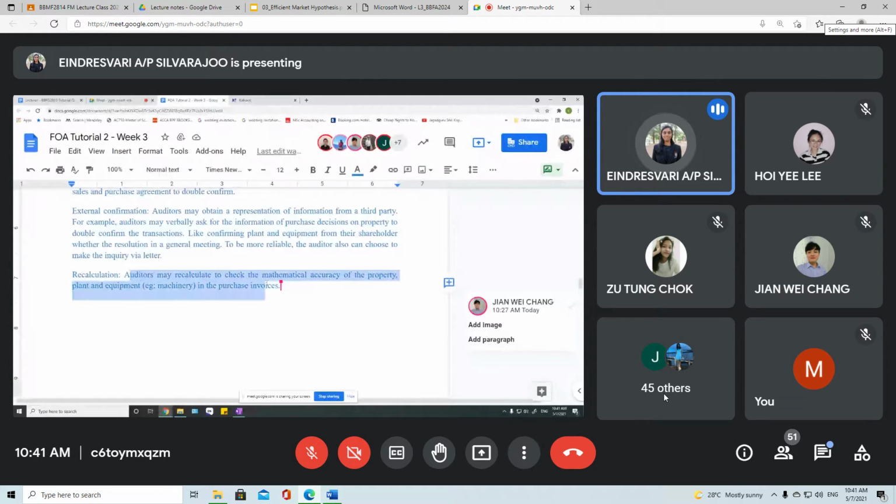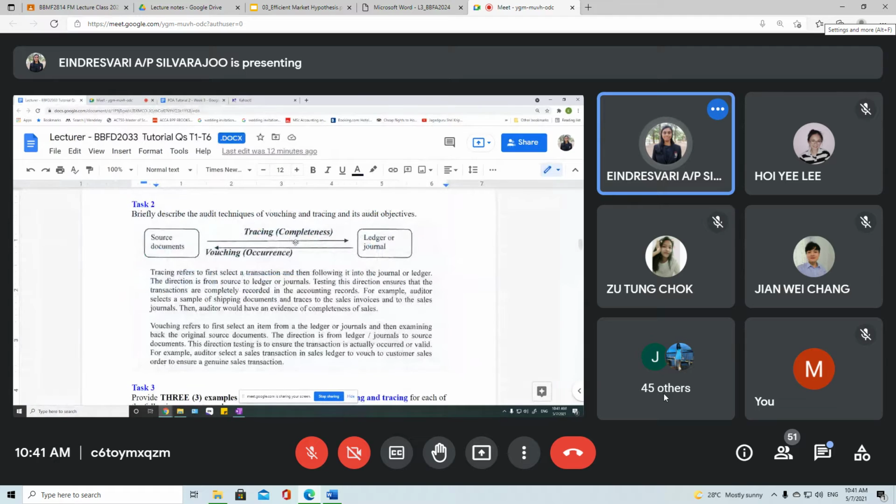This is a procedure, but what is the source document? Vouching and tracing means you are checking against each other. Recalculate is a procedure, but it is not related to vouching and tracing. Because tracing refers to first selecting a transaction and then following it into the journal or ledger. So basically, you are not recalculating, you are not performing, you are not inquiring. You are checking from one source to another source. Are you clear?